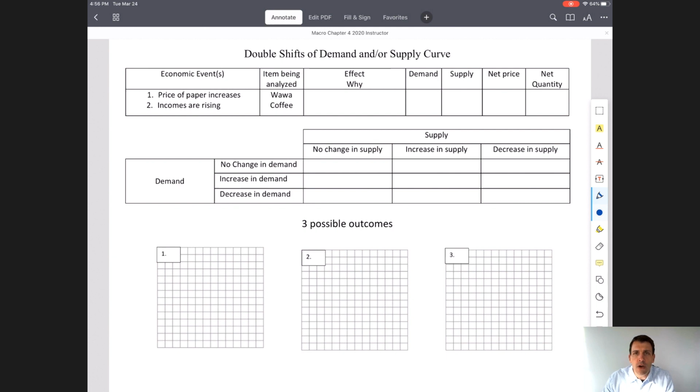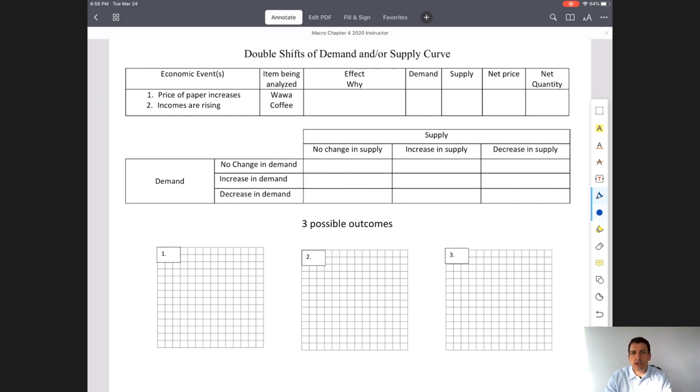Hey, how we doing? So I want to walk you guys through a double shift. Remember, our scenario here is you guys are working at Wawa. You've got a management job, and your parents are so proud of you, and you're running this Wawa. So you had economics, and the general manager or the CEO says that you know exactly what you're doing.